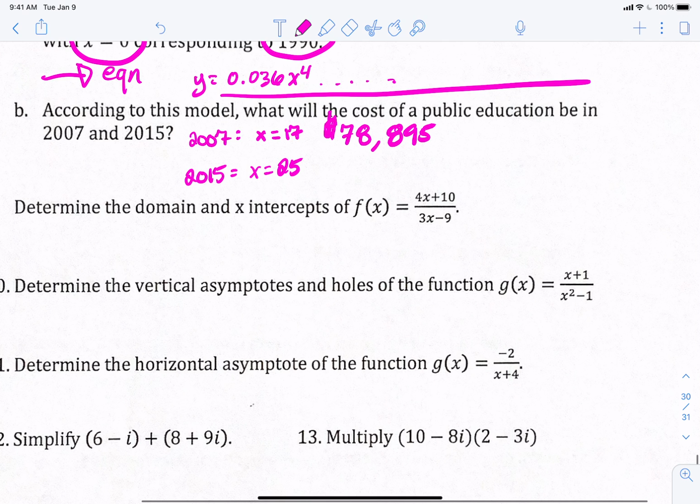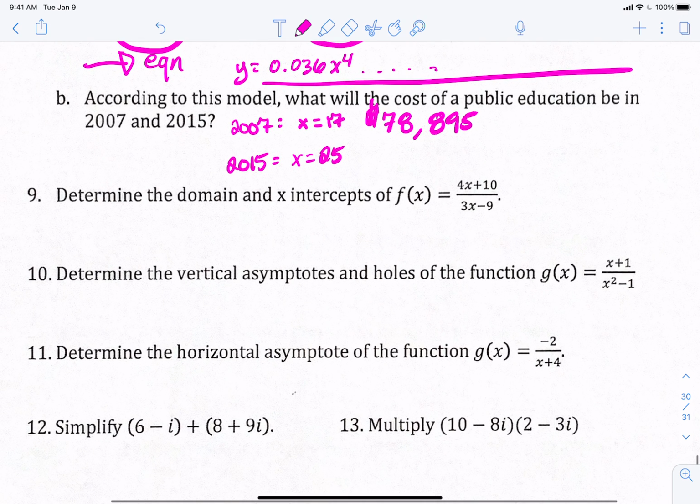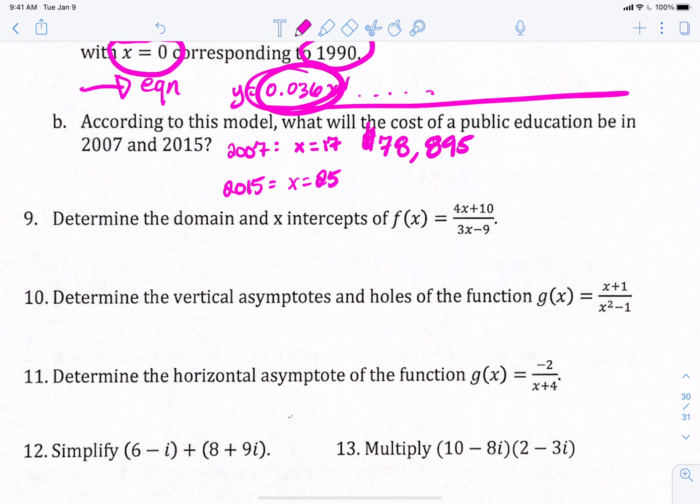Yeah. And that's okay. 78895 or something close to it. Okay. Because it depends on like up here, like if you rounded, some people could have rounded that to 0.04 instead of 0.036. Does that make sense? Okay. So that's just going to be the deciding factor. Okay. All right. You ready to move on? Yeah. Number 9. I want to make sure we have time to get through everything.